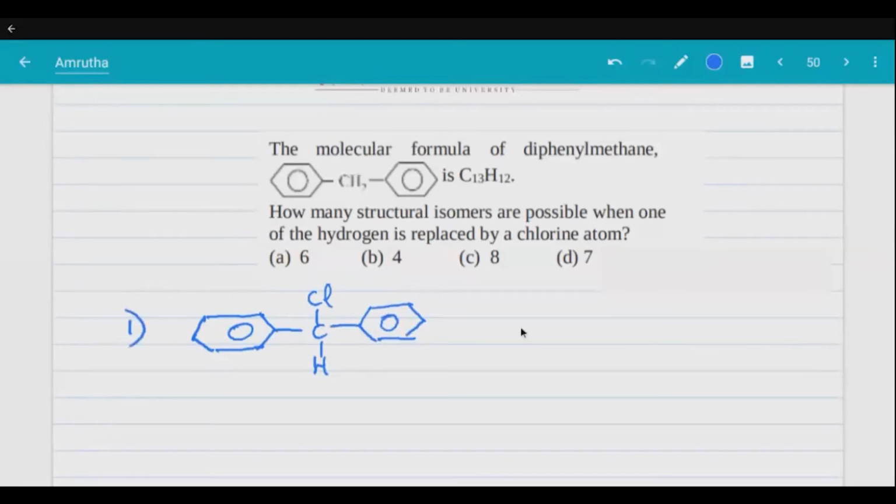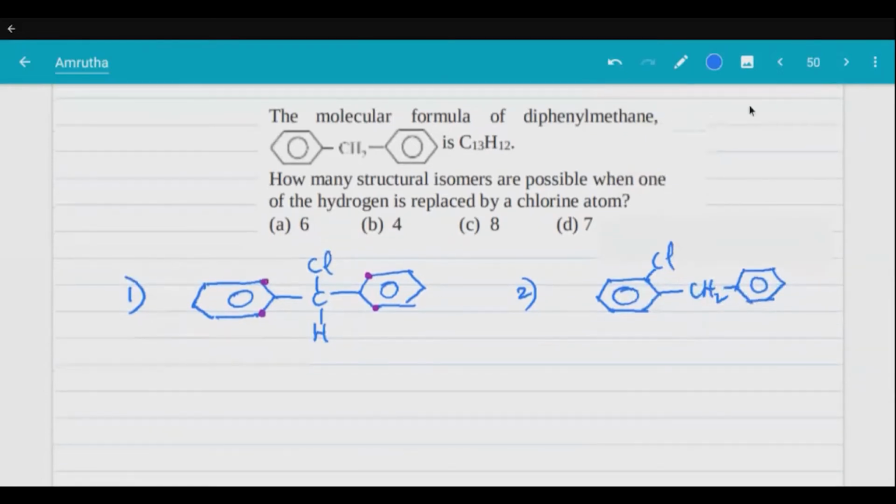One possibility. Okay. Second one. So these positions, see this position, this position, this position, this position, all are the same, right? 4 positions are the same. So I can write this one. This is chlorine, this is CH2, because all 4 positions are the same. If you replace any of the positions, you will get this. Right. Next.